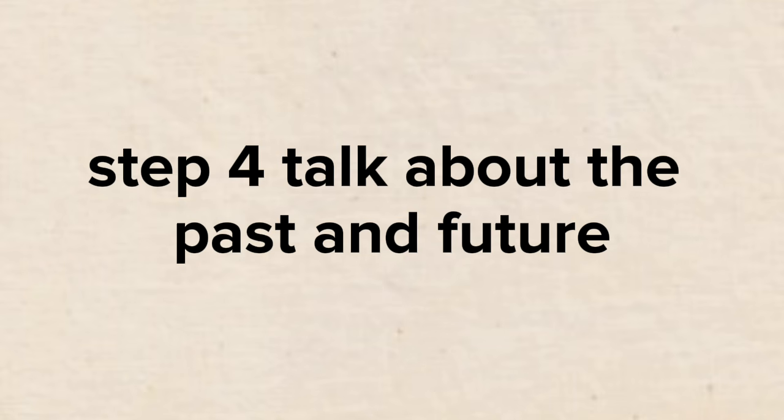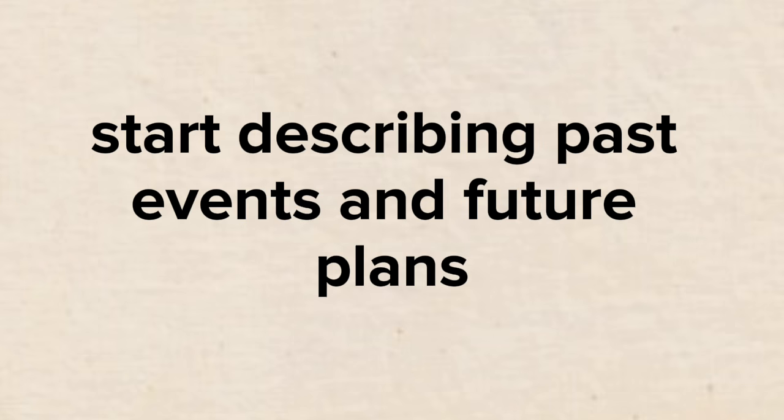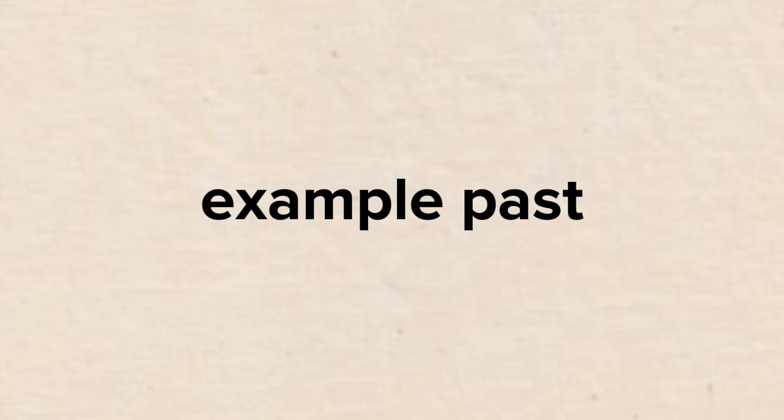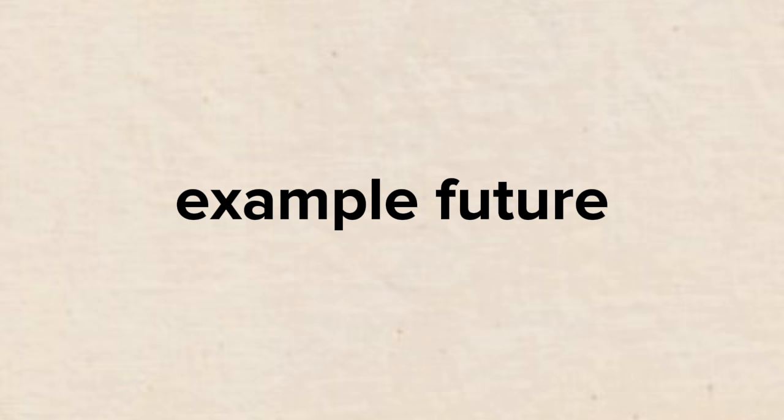Step 4. Talk about the past and future. When you're comfortable with the present tense, start describing past events and future plans. Example: past. Yesterday, I went to the library. I read for 1 hour. I borrowed 2 books.